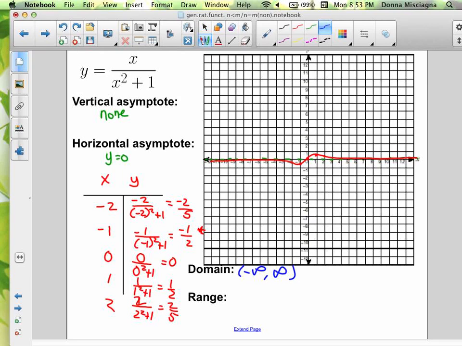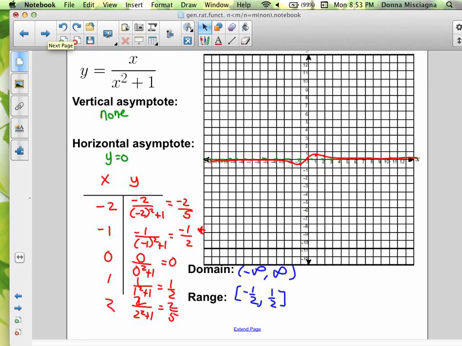Nothing I can't plug in there. Not going to get any imaginary numbers there. Not going to have any zeros in a denominator. Nope. And the range, well, if we look at our graph, we have our small value of -1/2 and a maximum value of 1/2. So our entire graph just fits in there between -1/2 and 1/2.